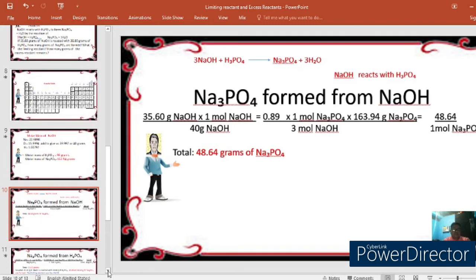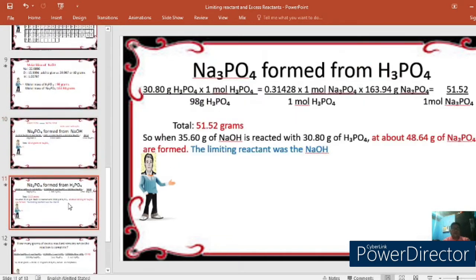Alright, next. Sodium phosphate formed from phosphoric acid. So we have this 30.80 grams, which is given, of phosphoric acid times 1 mole phosphoric acid, since phosphoric acid has a coefficient of 1, divided by 98 grams of phosphoric acid. 98 grams is the molar mass of phosphoric acid.